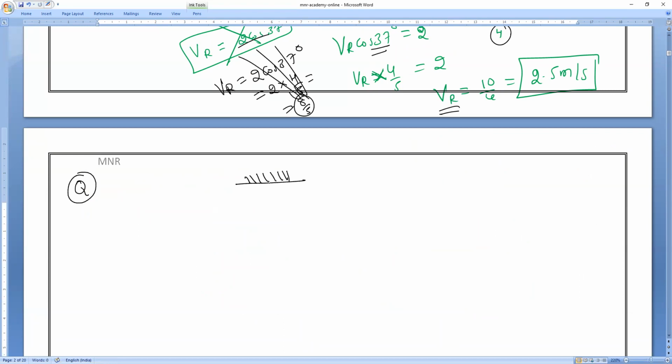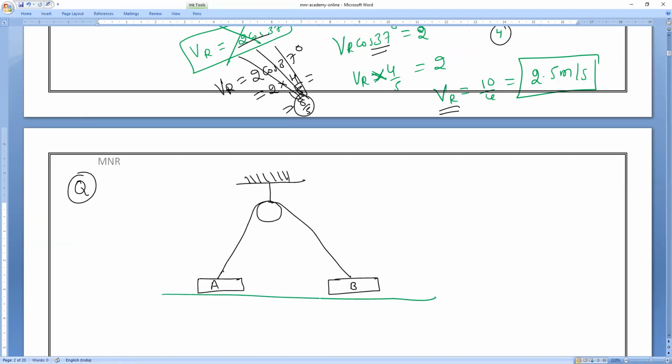Now, for example, there is a pulley attached. Is it a fixed pulley or movable pulley? Check it, everybody. Fixed pulley or movable pulley? It is the fixed pulley. Clear? Now there are two bodies. One body is A and another body is B. Okay, from now onwards, you should only tell me. I won't say. You have to be very careful. And there is a surface here. Now, all of you observe very carefully.